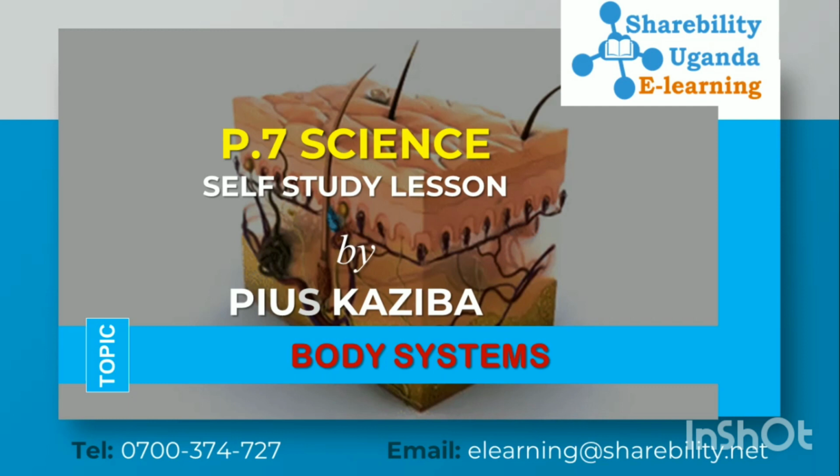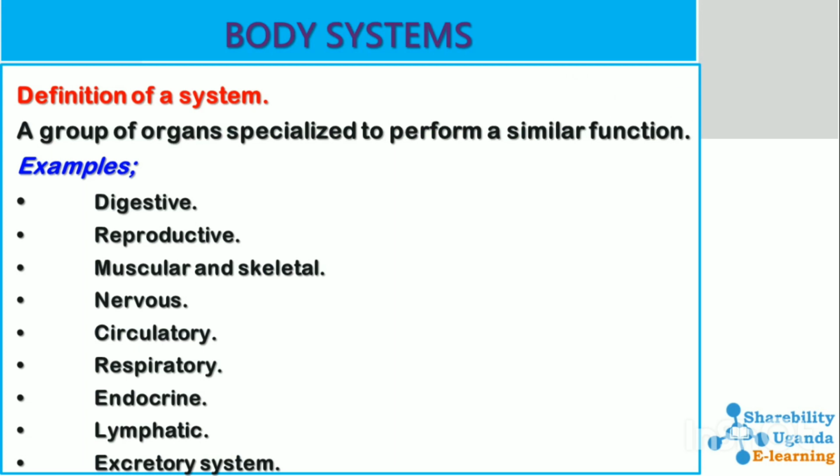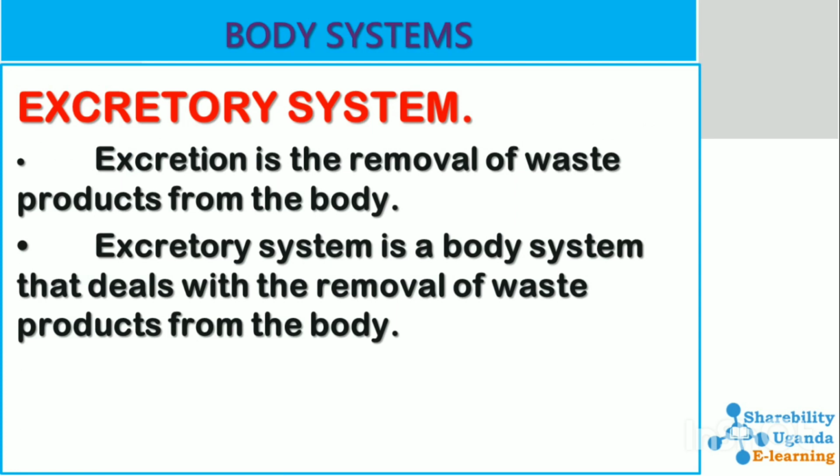Let us kickstart by defining what a system is. A system, in relation to body systems, is a group of organs specialized to perform a similar function. We have examples of different types of systems. We have the digestive system, the reproductive system, the muscular and skeletal system, the nervous system, and others. As I said, specifically we shall be looking at the excretory system, which is the removal of waste products from the body.